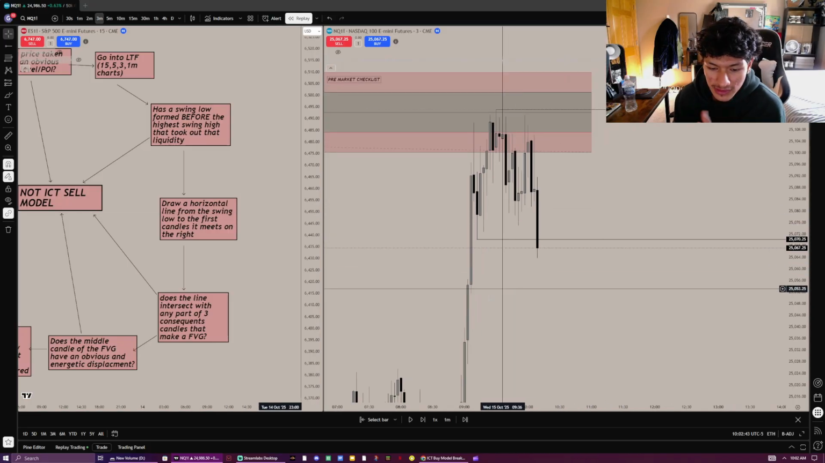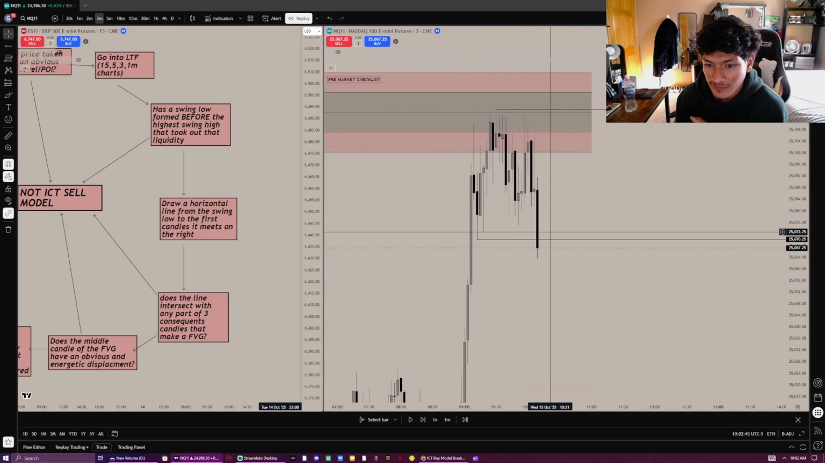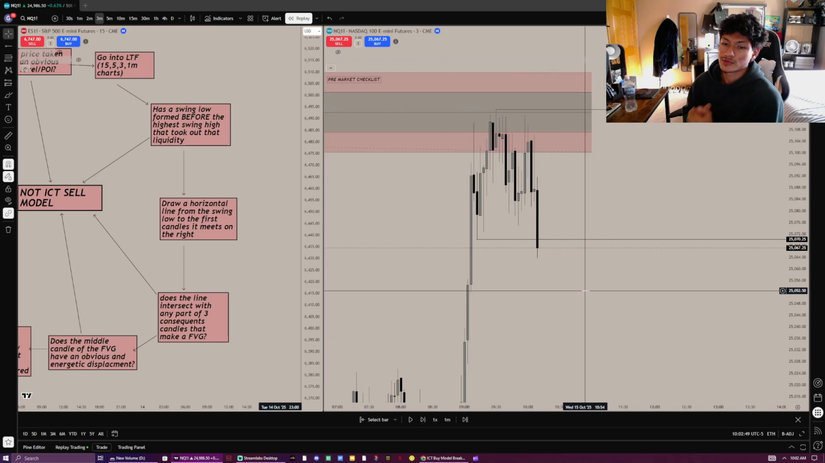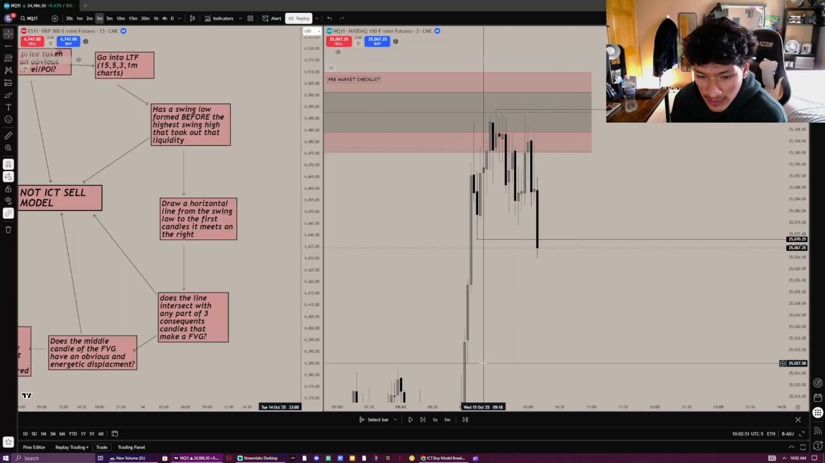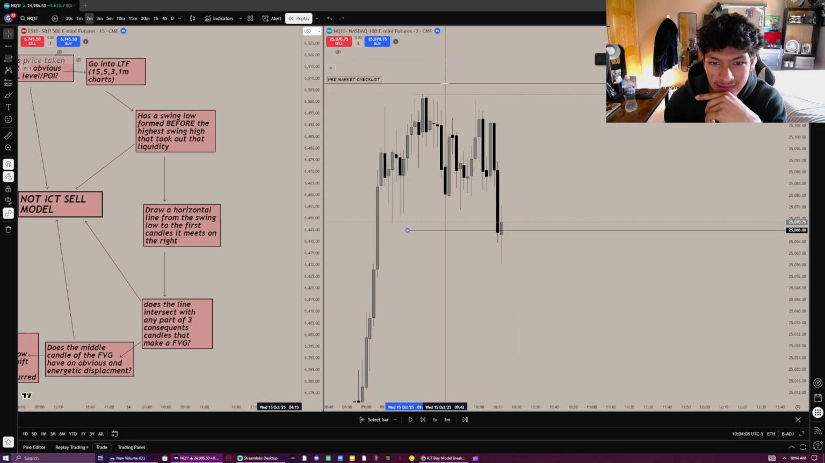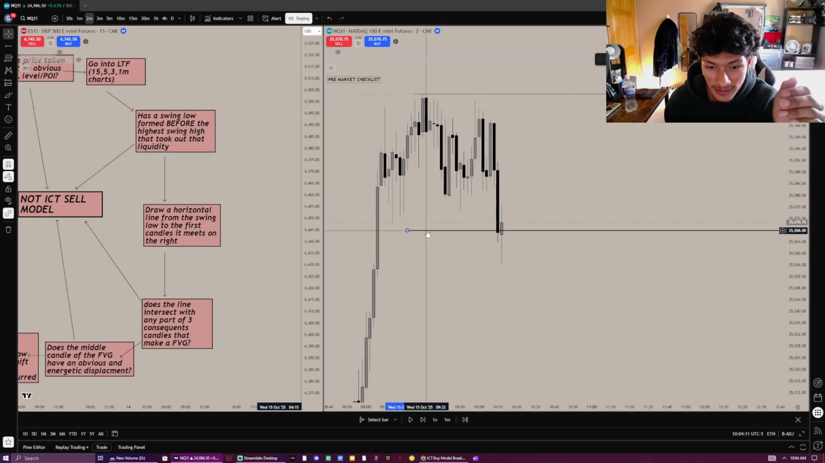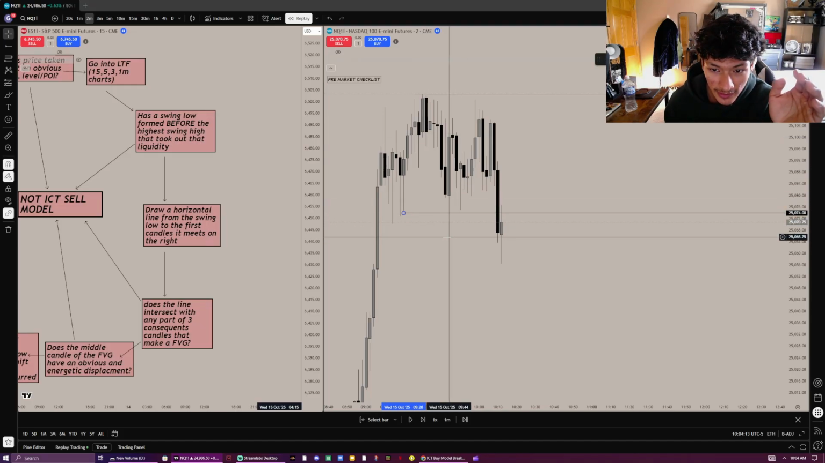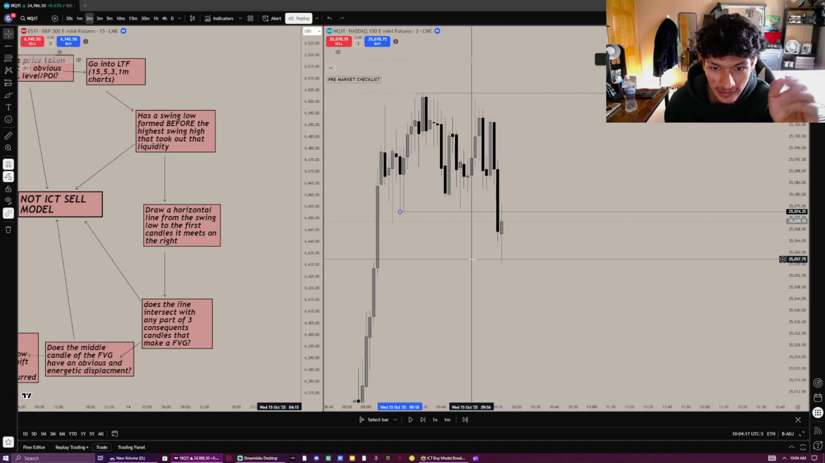Okay, boom. So let a few candles print so that we can see if we get a fair value gap here or anything like that. Computer's really slow, so it might take a while. Any day now. All right, so I had it marked out but wrong. This is our swing high that took out the liquidity, but this is our swing low, which was formed before the swing high that was created.